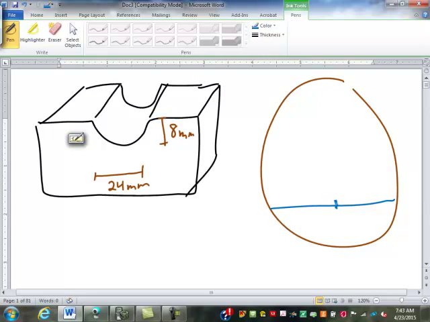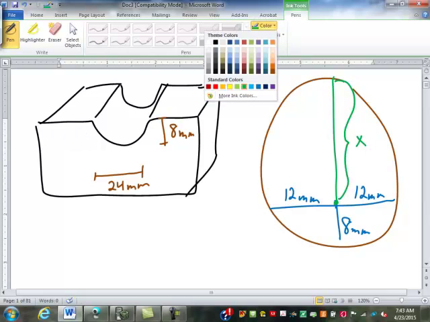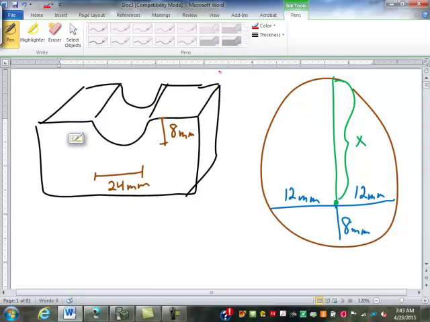I'm going to cut this. This is 8 millimeters here, and I'm going to cut this into 12 and 12. And of course, then we're going to extend this up. So we're going to first find this distance x. How do we find it? Not plus. 12 times 12 equals 8 times x.